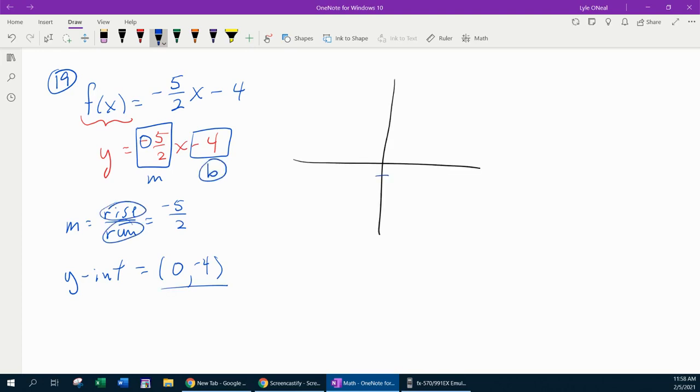Plot the b. Remember, that is the y-intercept. So we're going to plot the b, and then we're going to rise and run. So how do I rise a negative? Well, to rise a negative means to go down 1, 2, 3, 4, 5, but then the run is positive, and a positive run goes to the right.